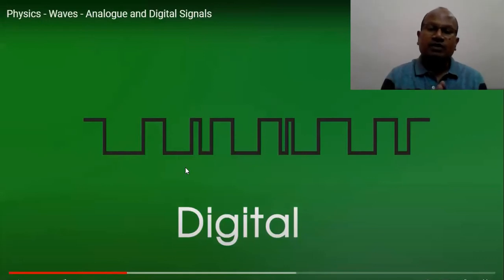A digital signal is expressed as a stream of bits, called pulses. Sometimes we call it the on state and off state. See here, the lower pulse means off state, and this is the on state. So a digital signal is expressed as a stream of bits.